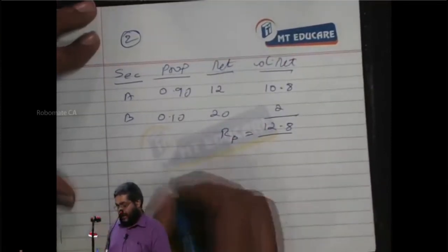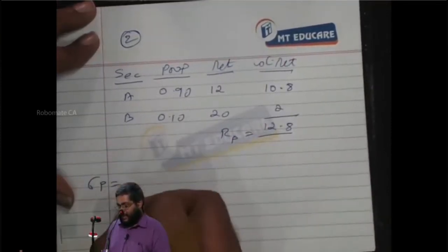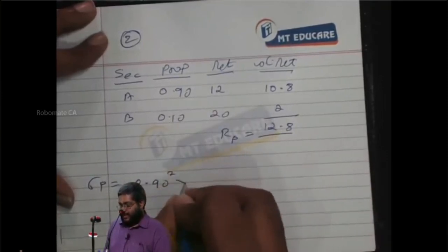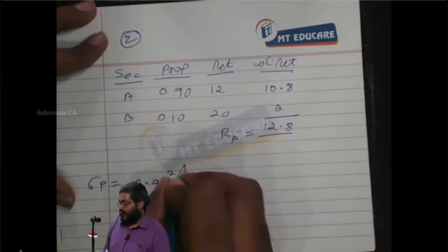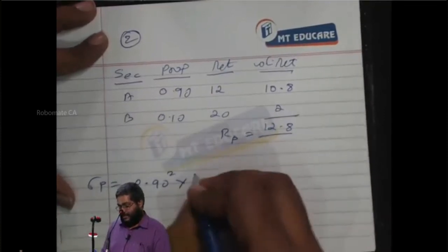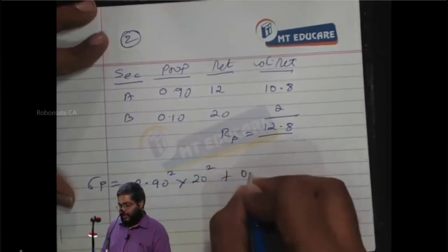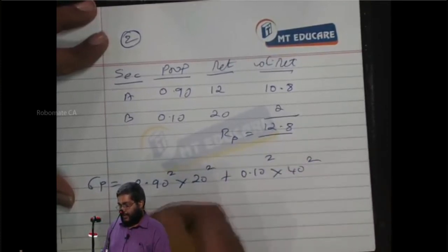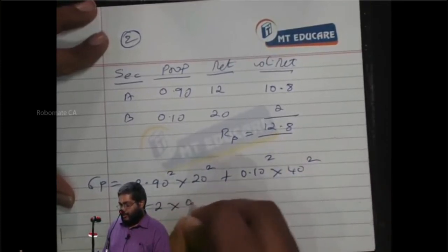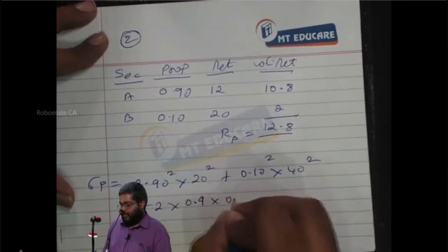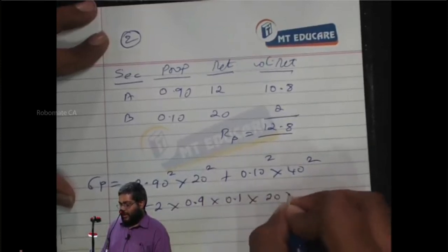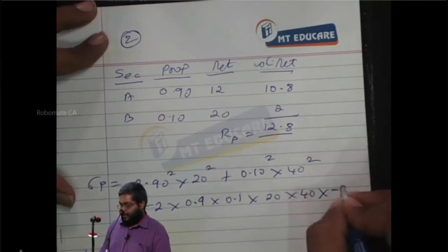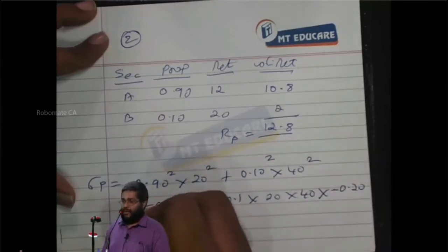Yes. Similarly, I have to find out sigma P, no? Tell me what is sigma P? W1 square into sigma A square, that is 0.9 square into 20 square, plus W2 square into sigma B square, that is 0.1 square into 40 square, plus 2 into W1 into W2, that is 0.9 into 0.1, into 20 into 40 into the correlation, minus 0.20. This will become minus later while calculating, yes or no?